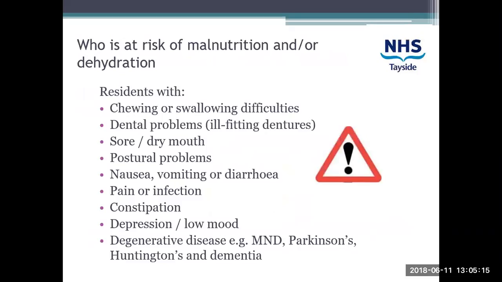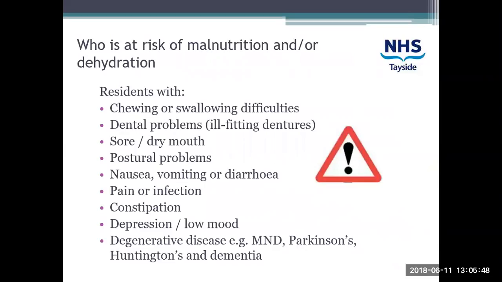So quite a big list there of residents who could be at higher risk. This includes residents with chewing or swallowing difficulties, so they might be on some sort of texture modified diet. Dental problems, so if their dentures don't fit correctly. If they've got a sore or a severely dry mouth as well. Residents with postural problems who need assistance with their eating and drinking.